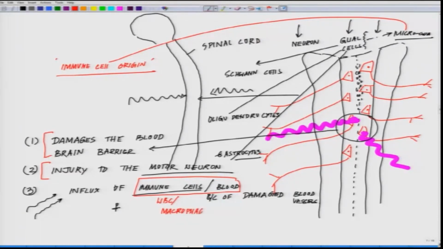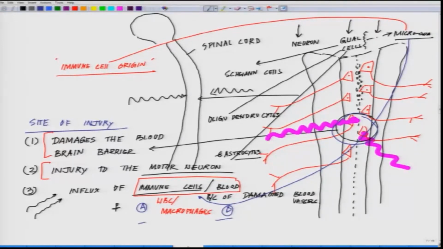Then this triggers an action for this microglia to get to the site of injury. So, at the site of injury, or say for example this site, the site of injury. So, now we see there are essentially 4 events which are happening if I classify them A and B.